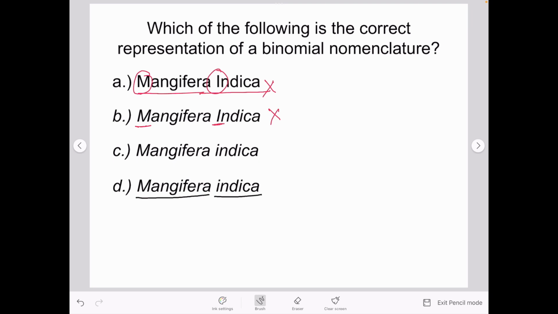Let's look at option number C. Does it have two parts? Yes, it has two parts. Is the first letter of the genus a capital letter? Yes, it is. Are the rest of the letters small letters? Of course, they are. Since it is printed, is the name in italics? Of course, it is in italics. So this is the correct answer. This is our correct option.